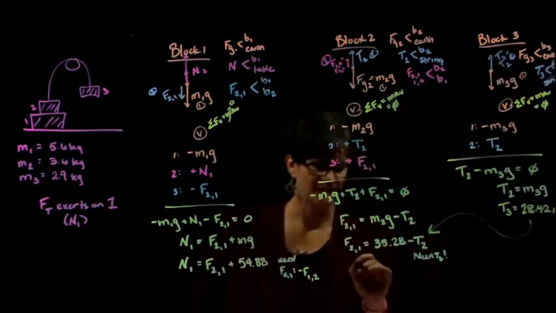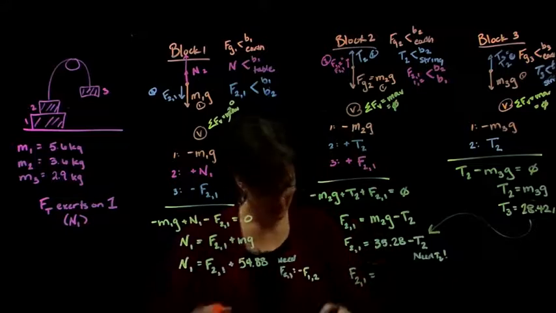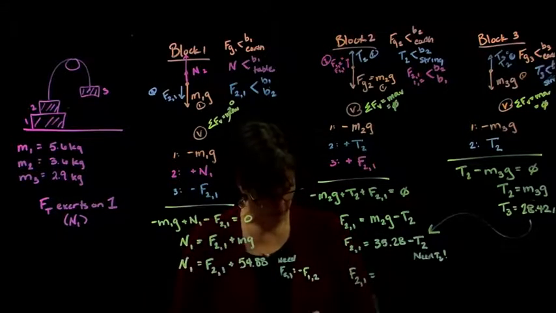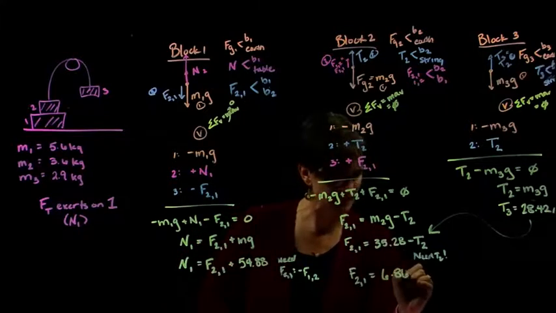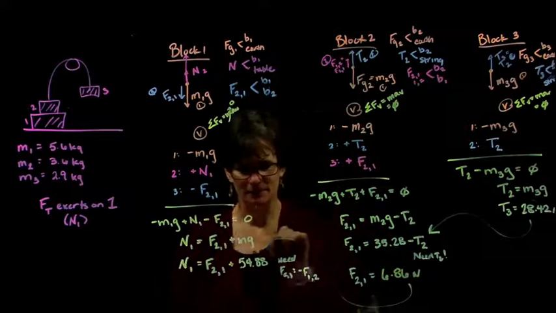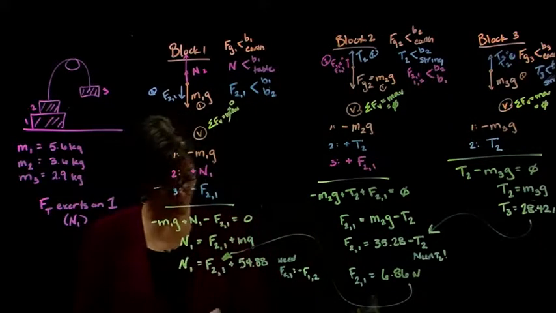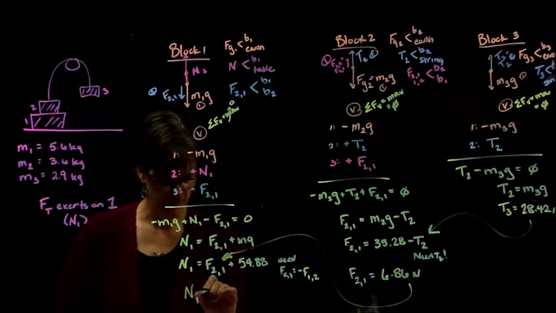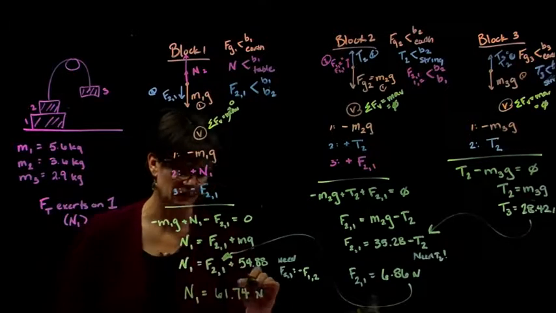I can put that in there, and I find that my force of block 1 on 2, or 2 on 1, is 35.28 minus 28.42, 6.86 newtons, and I can put that in here, and we find our normal force on block 1 is equal to 61.74 newtons.